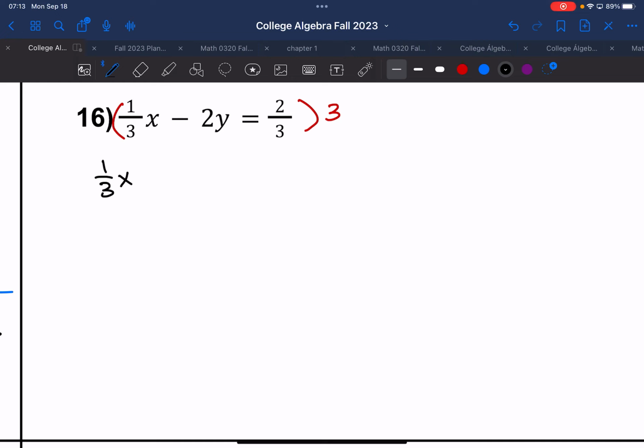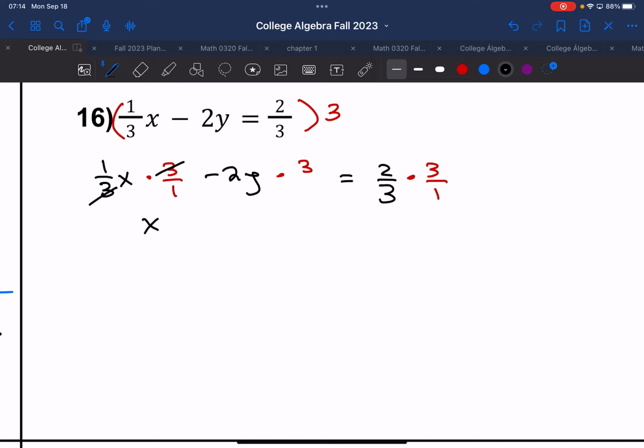1/3 x is going to be multiplied by 3/1. -2y multiplied by 3. I'm just leaving this one as 3 because -2 is a whole number. And then equals 2/3 times 3/1. That first fraction, 1/3 times 3/1, notice that if we look at the diagonal, these 3's cancel out. So we are left with what number in front of x? 1, but I'm not going to write that. I'm just going to write x.